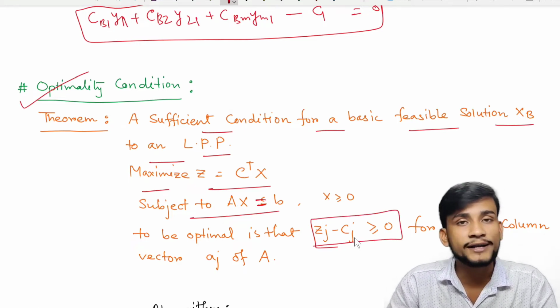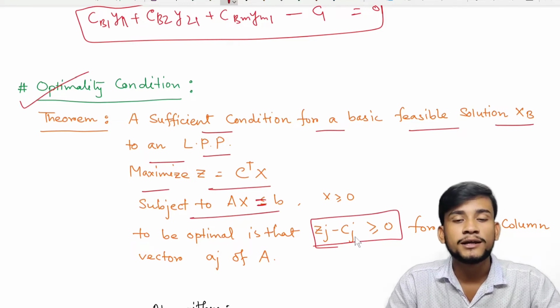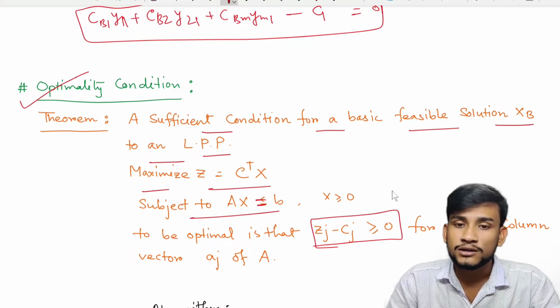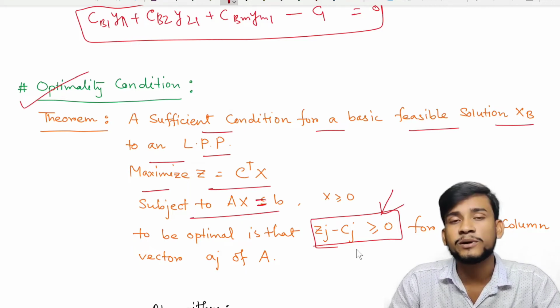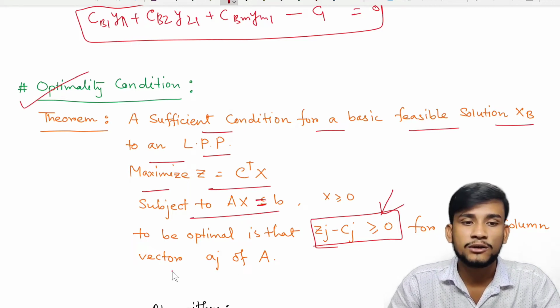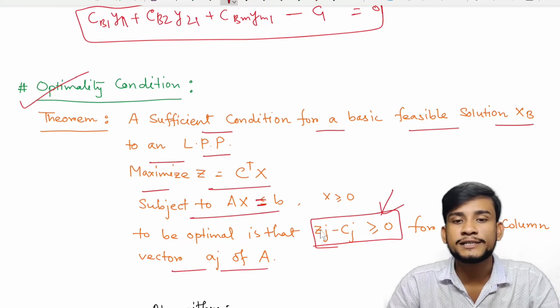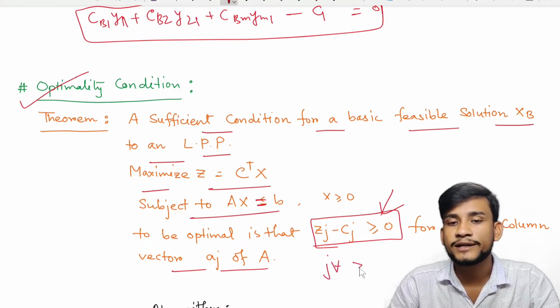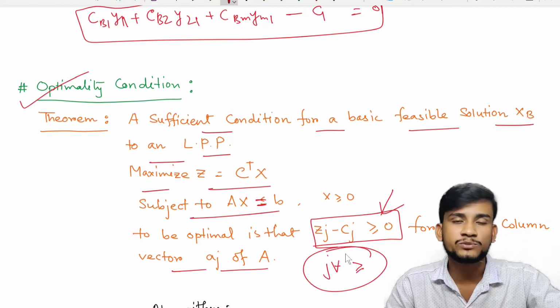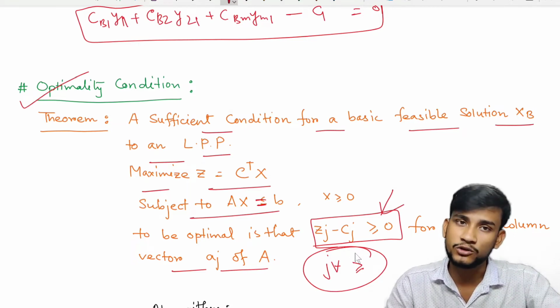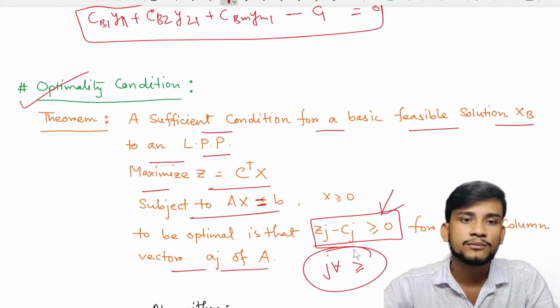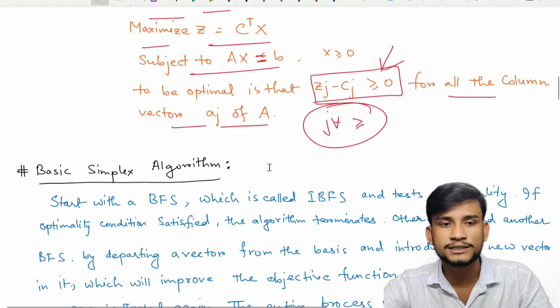We have to find the optimality condition, calculate the tables, and find the number of iterations to satisfy this optimality condition for all the column vectors aj of A. So if zj minus cj is greater or equal to 0 for all j, then we say that the LPP satisfies the optimality condition, and the vectors which are present in the basis give the optimal solution, based on the variables. So this is the optimality condition.